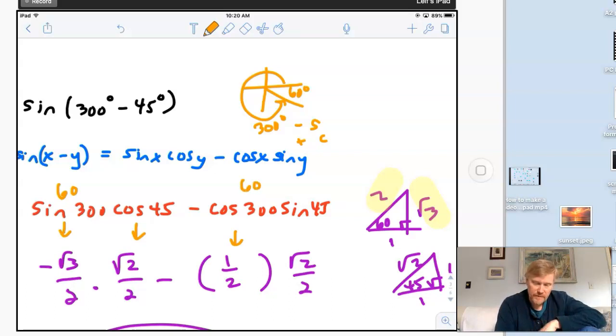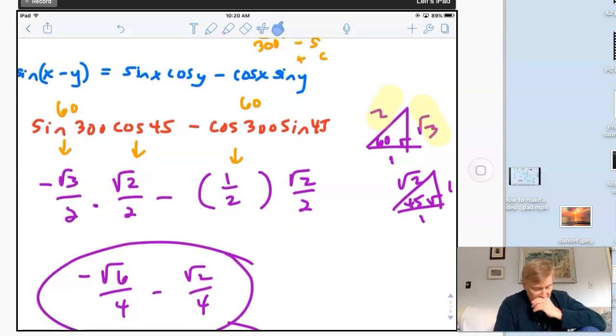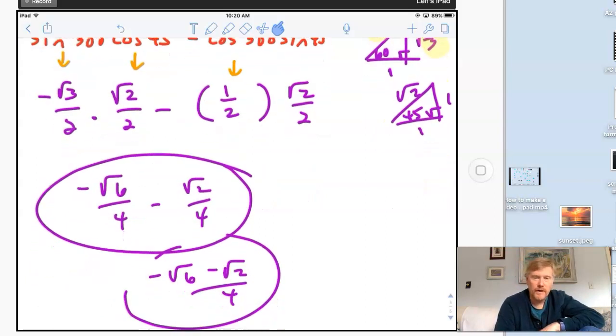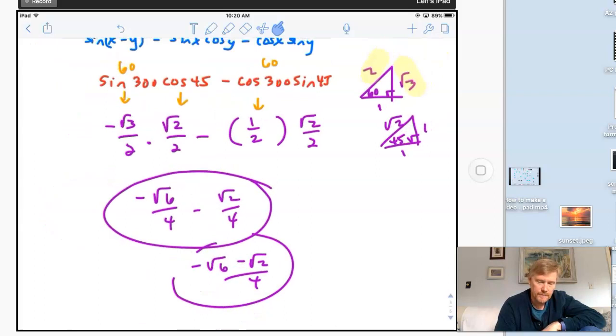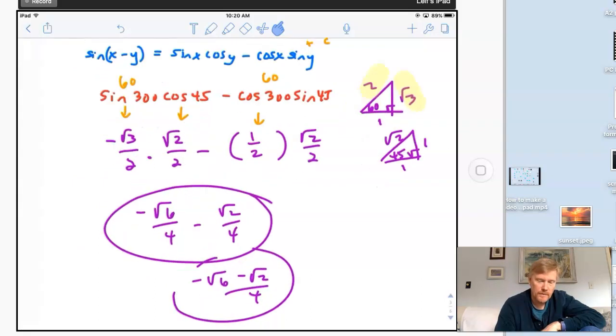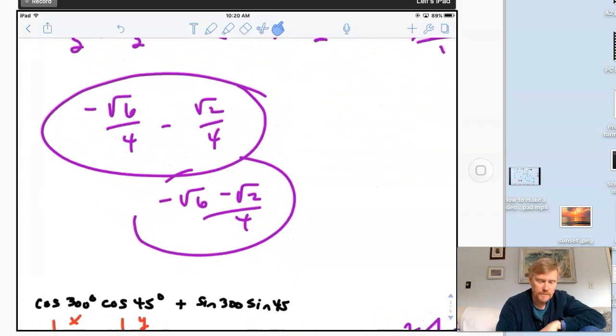Sine of 45 is the square root of 2 over 2, and then I multiply the fractions together. Okay, square root of 3 times the square root of 2 is the square root of 6. 2 times 2 is 4 for the denominator. 1/2 times the square root of 2 over 2 is square root of 2 over 4. And you can write it as 1 fraction or as 2 fractions. And that's your answer. Okay? That's number 9. Number 10.